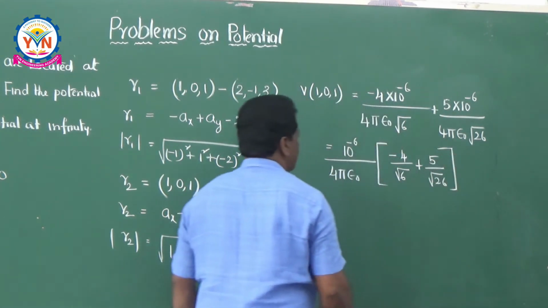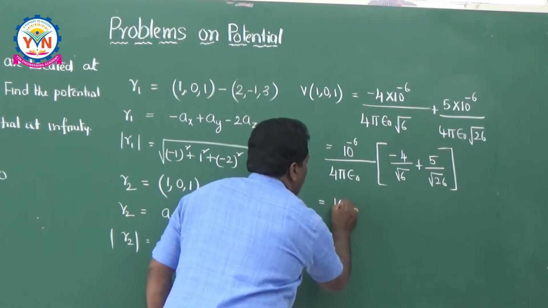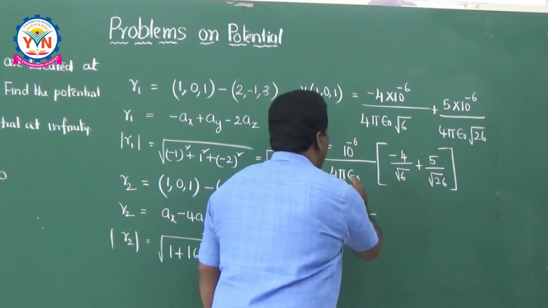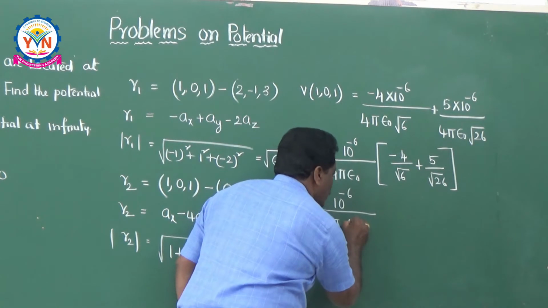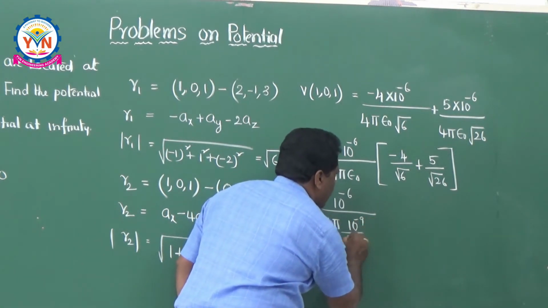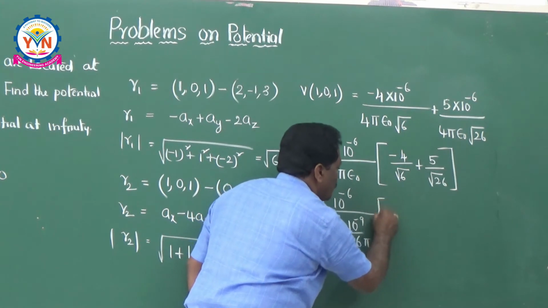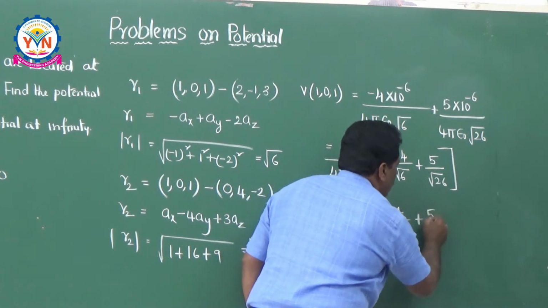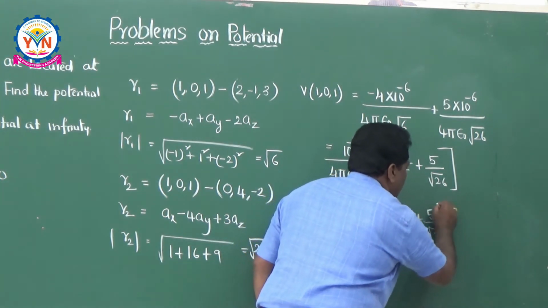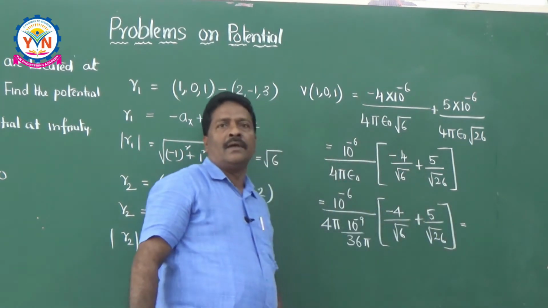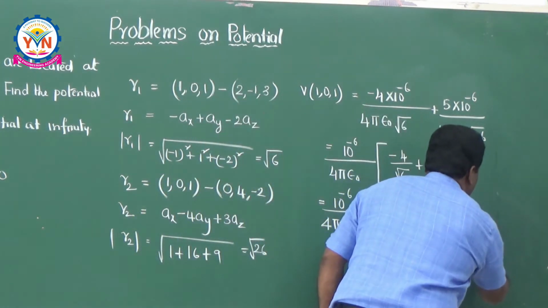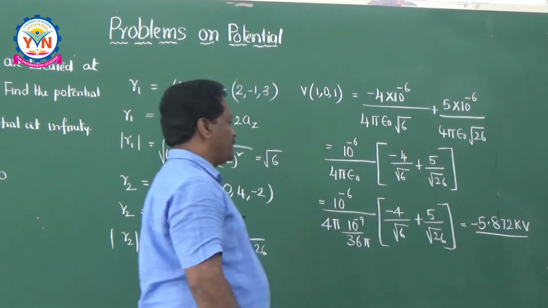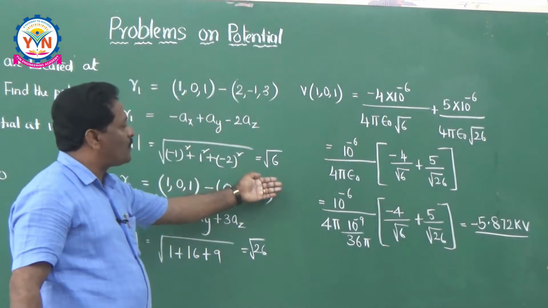Then if you simplify this, this is equal to 10 to the power of minus 6 divided by 4 pi, and epsilon naught means 10 to the power of minus 9 by 36 pi, into minus 4 by root 6 plus 5 by root 26, which is equal to minus 5.872 kilovolts. This is the answer for this problem. Okay, so this is the way of doing this problem.